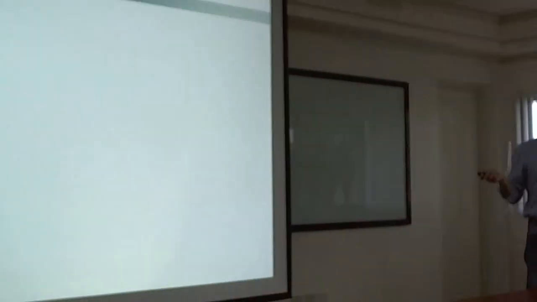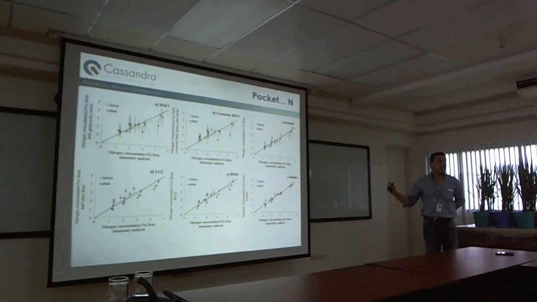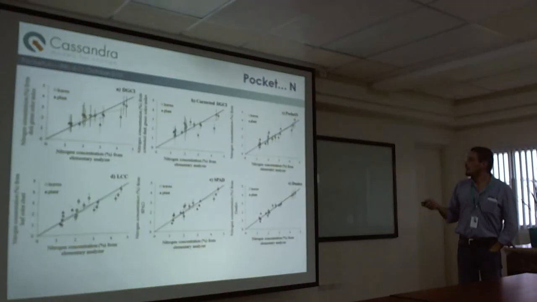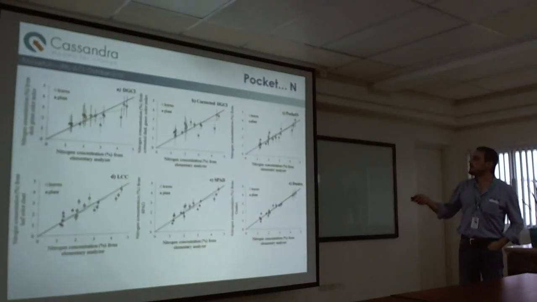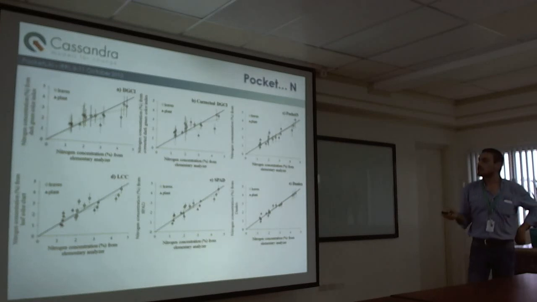We are also developing pocket nitrogen. And this is secret results because we will send the paper next week, so nobody knows that. We compare the nitrogen concentration from the elemental analyzer measured in the lab. We do the same protocol for the validation we follow for the LAI index. And these are 6 methods we compare.